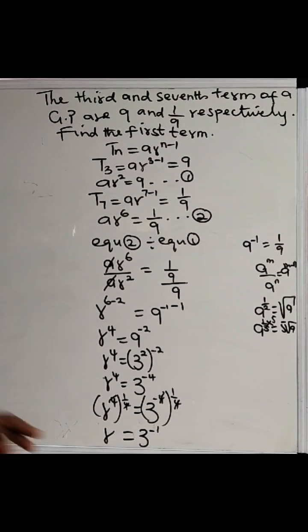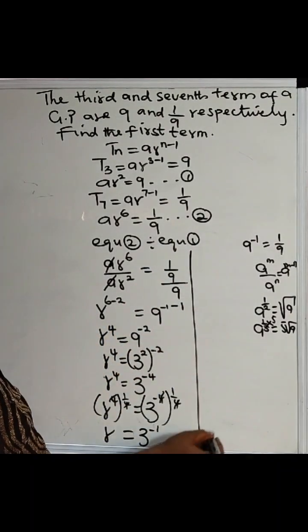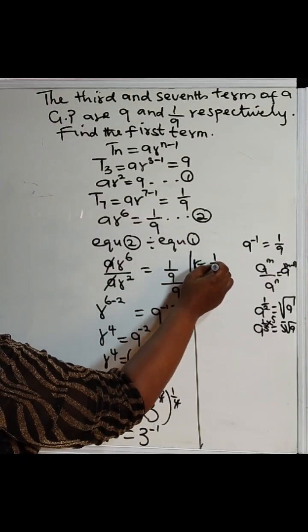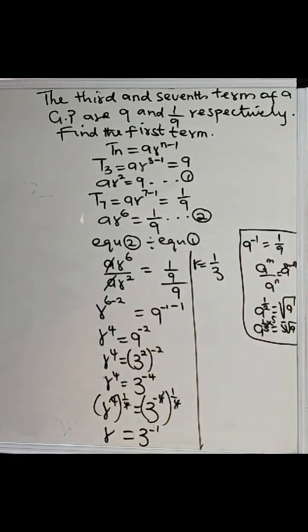Are we there? 3 raised to power minus 1. This tells us that r is equal to 1 over 3. This is our common ratio.